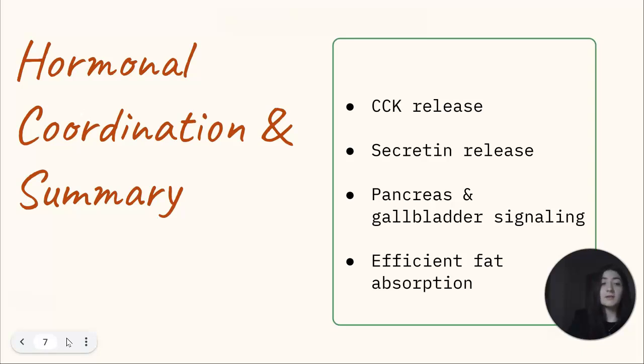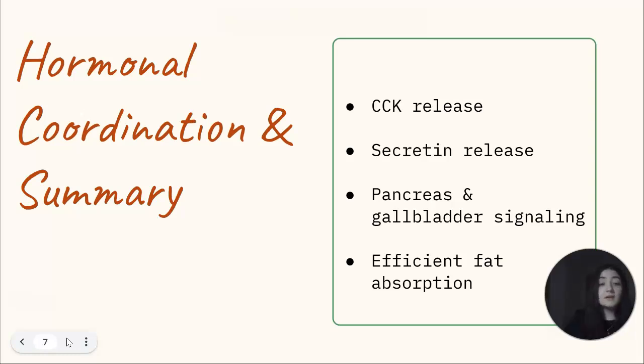Like I mentioned before, the body communicates using hormones, enzymes, and signals. This is how our body works, and this is one example of how the body senses that it has fat in the duodenum, so then CCK will stimulate the gallbladder to release bile, and so on.